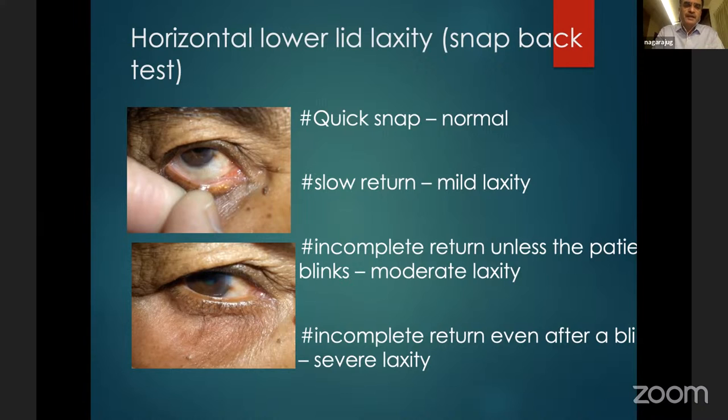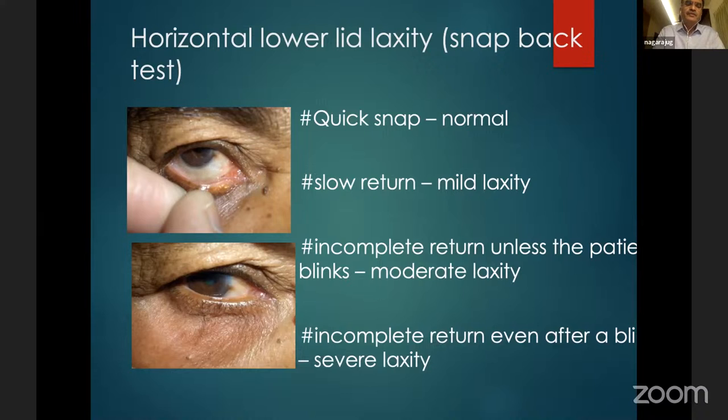If it requires a blink to return back to its normal position, it indicates there is a moderate horizontal lid laxity. Okay, supposing even if you try to pinch it out and you leave it back, even after a blink, if it doesn't return back, it indicates there is a severe laxity. So the grading of your horizontal lower lid laxity by the snapback test can be mild, moderate, or severe.